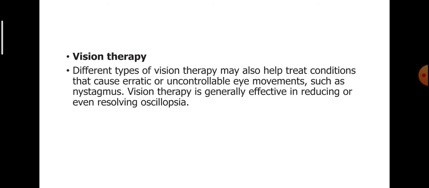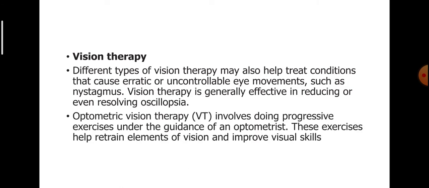Vision therapy. Different types of vision therapy may also help treat conditions that cause erratic or uncontrollable eye movements, such as nystagmus. And vision therapy is generally effective in reducing or even resolving oscillopsia. Optometric vision therapy (VT) involves doing progressive exercises under the guidance of an optometrist. These exercises help retrain elements of vision and improve visual skills.